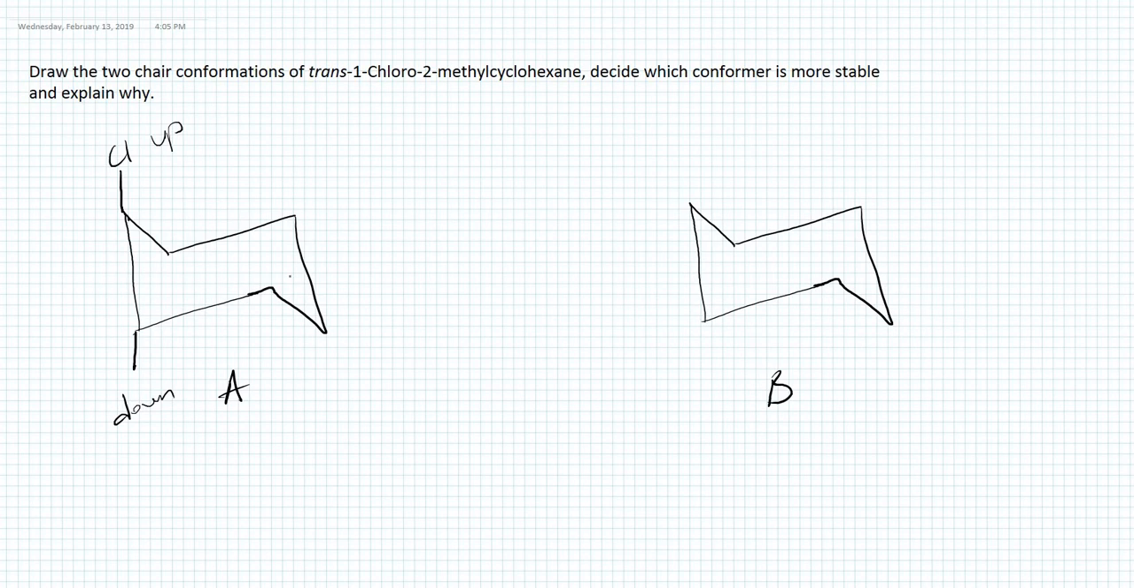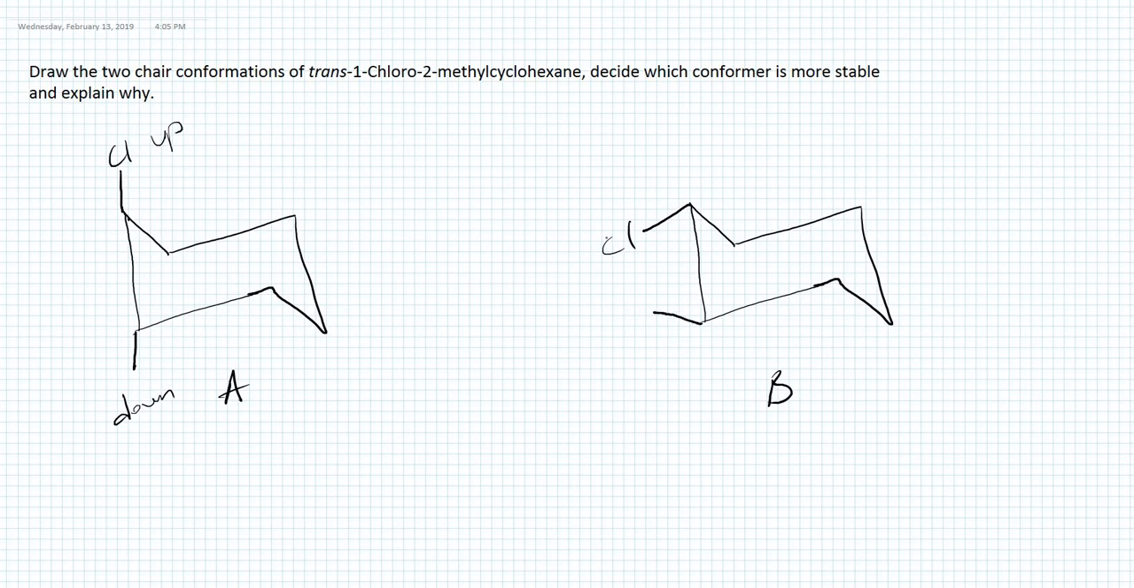How about the second trans conformer? Definitely we can place it in the second conformer, which we are labeling as B. So this time we prefer our chlorine at carbon 1 to be in an equatorial position. Let's say this is the equatorial chlorine, and then the methyl on the second carbon should also be equatorial, and I'm going to explain why it should be this.